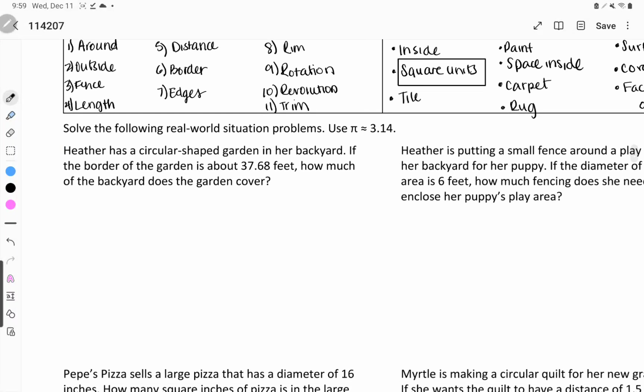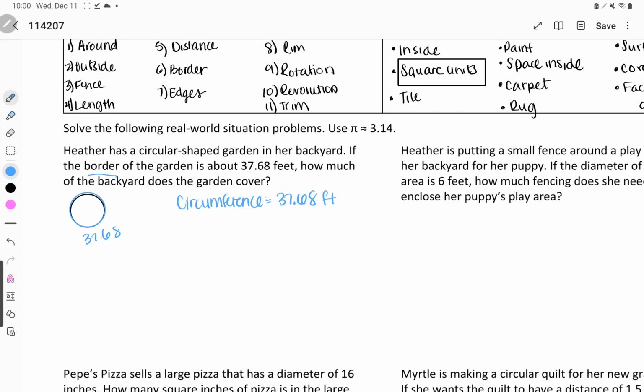So the first one says, Heather has a circular shaped garden in her backyard. Okay, so we're going to draw a circle. It says if the border of the garden is about 37.68. Okay, so the distance going around our border is 37.68. So that means our circumference, because it's the border, circumference equals 37.68.